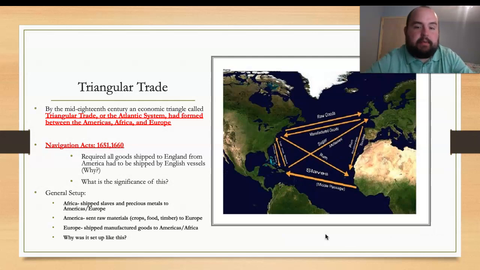Now, in the meantime, another name we give for this trade system that was set up is triangular trade, or the Atlantic system. By the time the slave trade got underway, it was set up between the Americas, Africa, and Europe. It was especially supported by the Navigation Acts of 1651 and 1660, which meant that all goods being shipped to England from America had to be shipped by English vessels. Now, why would they do something like that?